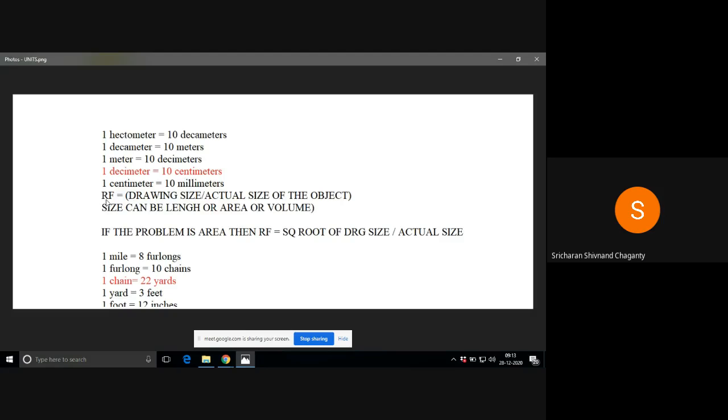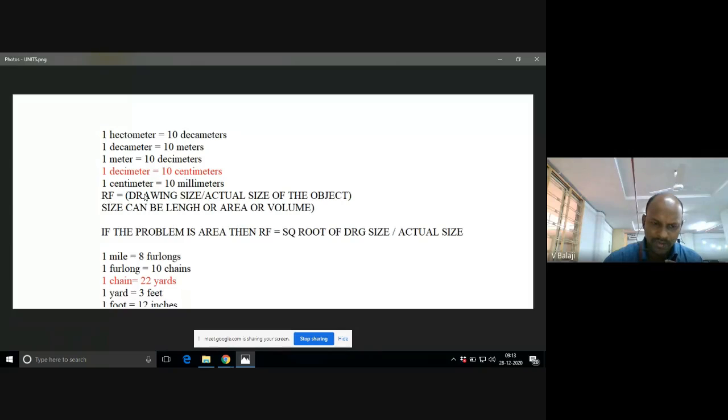Yes, sir. Now, if this is a length problem, RF is the same: drawing size by actual size of the object. If the problem is an area problem, what are the units for area?